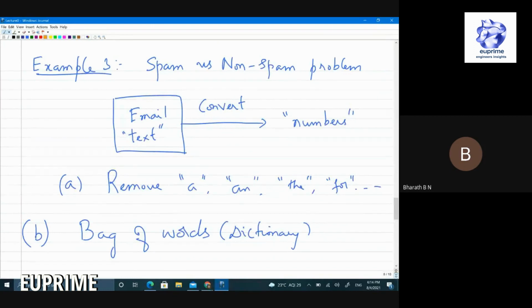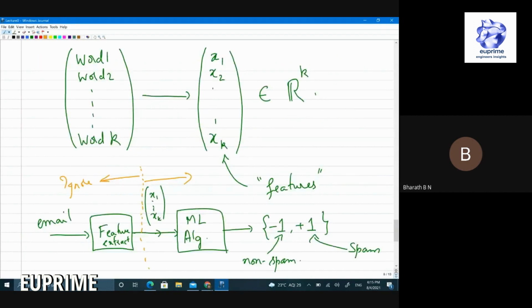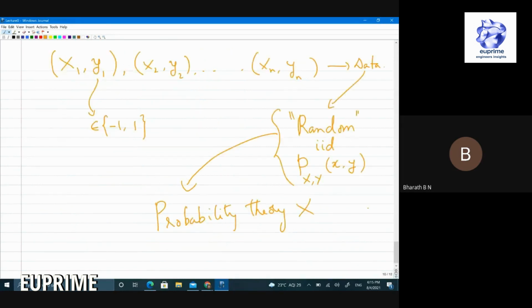Okay, so the third example that we looked at was the spam versus non-spam problem. So essentially, there is an incoming email, and you have to figure out whether it's spam or non-spam in an automatic fashion. So what you do is you remove all unnecessary words like articles, such as an, a, and so on. And then you have a bag of words called a dictionary, and you count the number of times each word in this bag of words appears, right? That you call the feature vector here, x1 through xk. Now the problem boils down to, given this feature vector, you have to say whether it's +1 or -1, right?